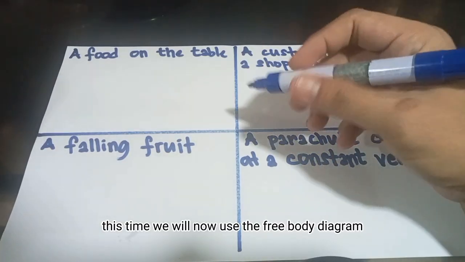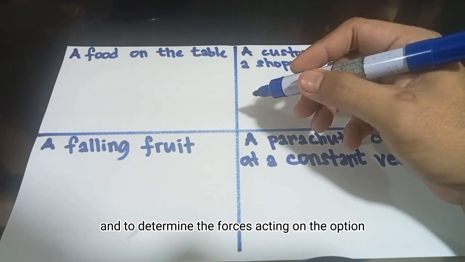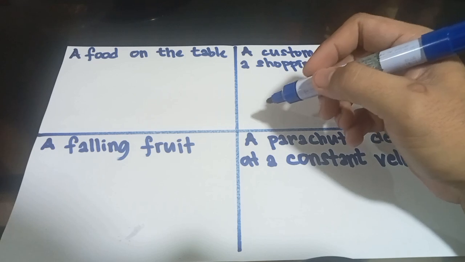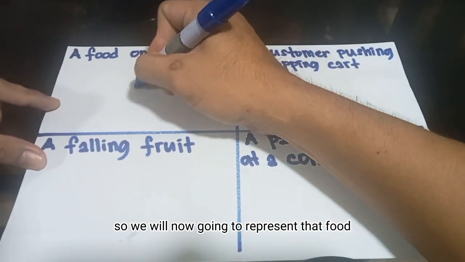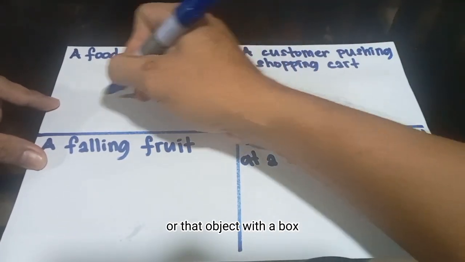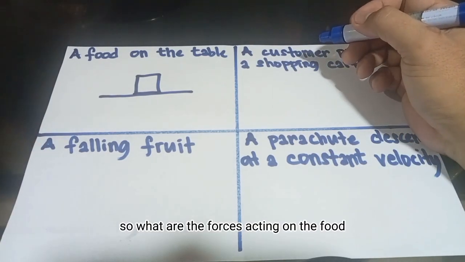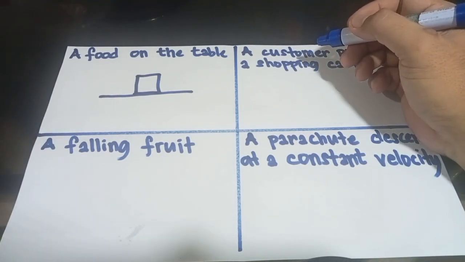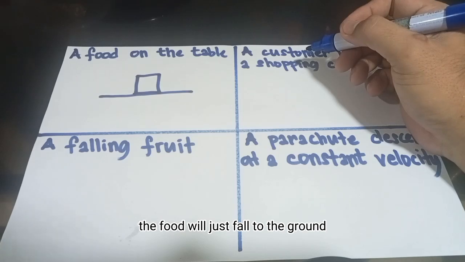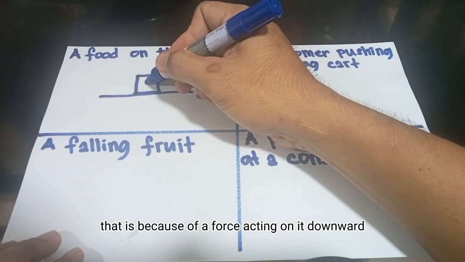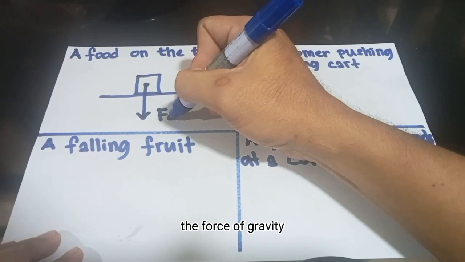This time, we will use the free body diagram to analyze the situation and to determine the forces acting on the object. Case number 1, we have a food on the table. So we will represent that food or that object with this box. And that line represents the table. So what are the forces acting on the food? As we all know, if we remove the table from this context, the food will just fall to the ground. That is because of a force acting on it downward. And that force acting downward is called the force of gravity.